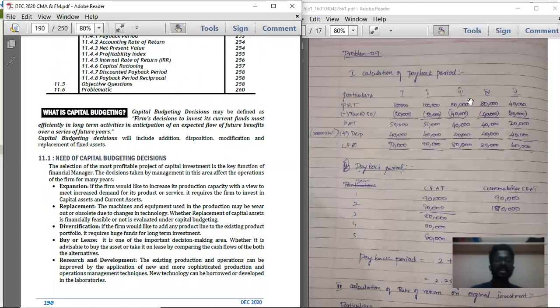So what is basically capital budgeting? A capital budgeting decision may be defined as a firm's decision to invest its current funds most efficiently in long-term activities in anticipation of an expected flow of future benefits over a series of future years. Simply, capital budgeting is investing your capital today in an effective, efficient way, so that you get long-term benefits over a series of years. Suppose you have 1 crore rupees today; capital budgeting is making a decision of where to invest that capital. Suppose you have 1 crore today, what will you do first?